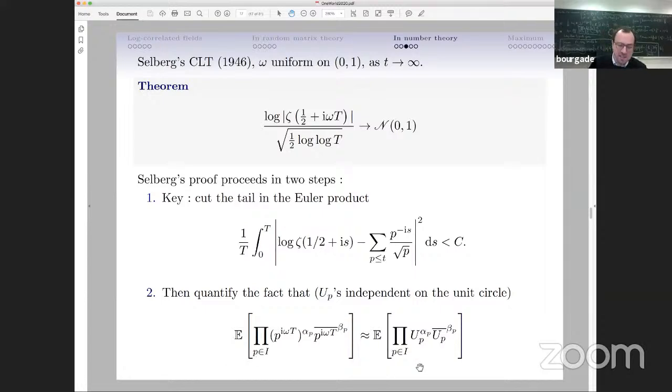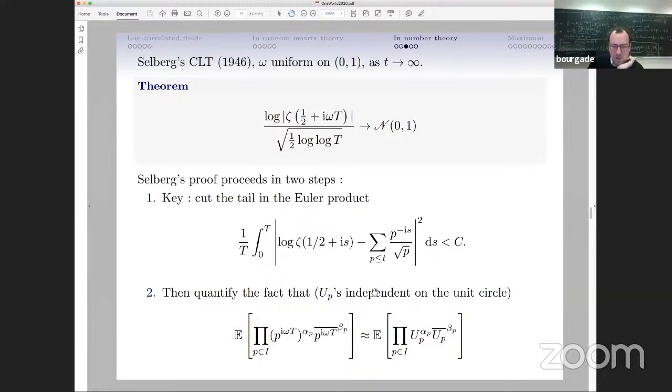But basically, the idea is to prove that you have this expectation of the product of powers of primes, which is the same as the expectation for uniform on the circle. So the second step in that setting is not too hard, actually. But there is a nice idea for the first step, and I want to mention how Selberg proceeds.